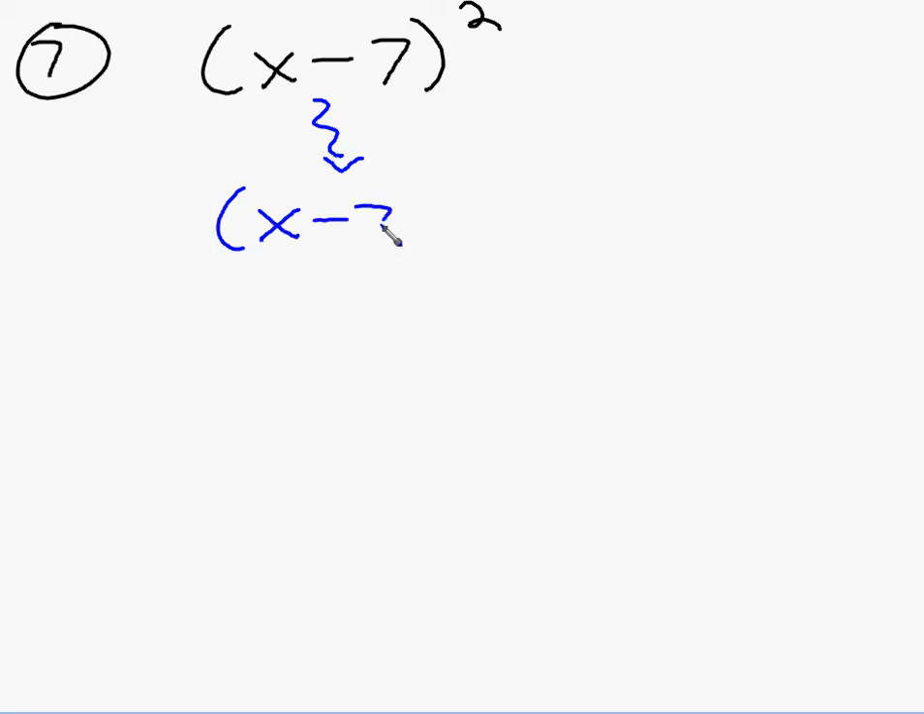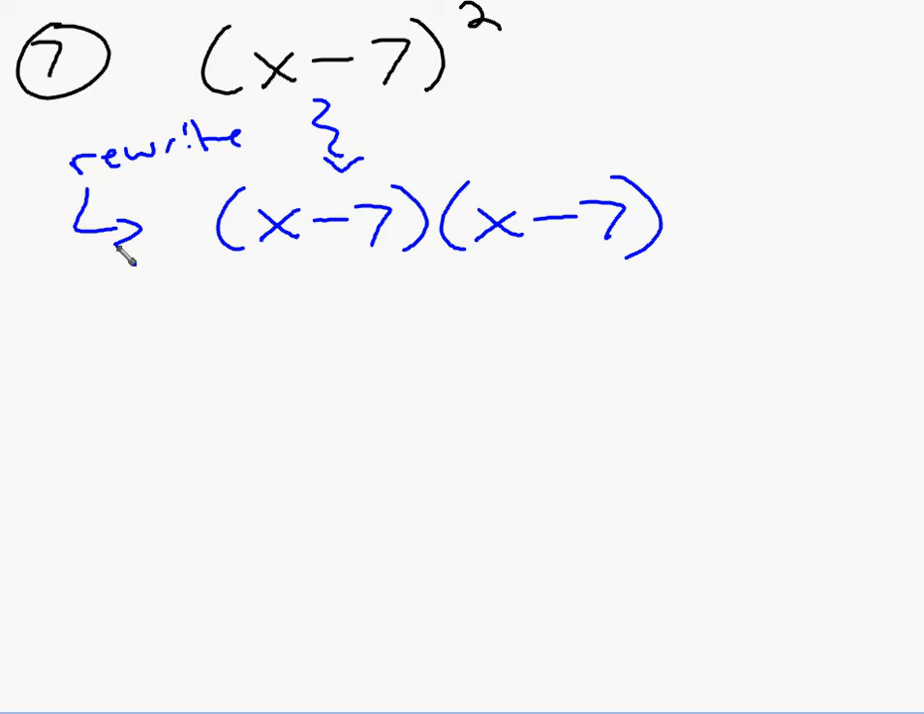If you see a problem like this, x minus 7, the quantity squared, the only thing you need to know is that that is the same thing as x minus 7 times x minus 7. And then it's just the same type of problem that we've been doing. If you see x minus 7, the quantity squared, just rewrite it the way that I did down here, and then do FOIL like you always do.